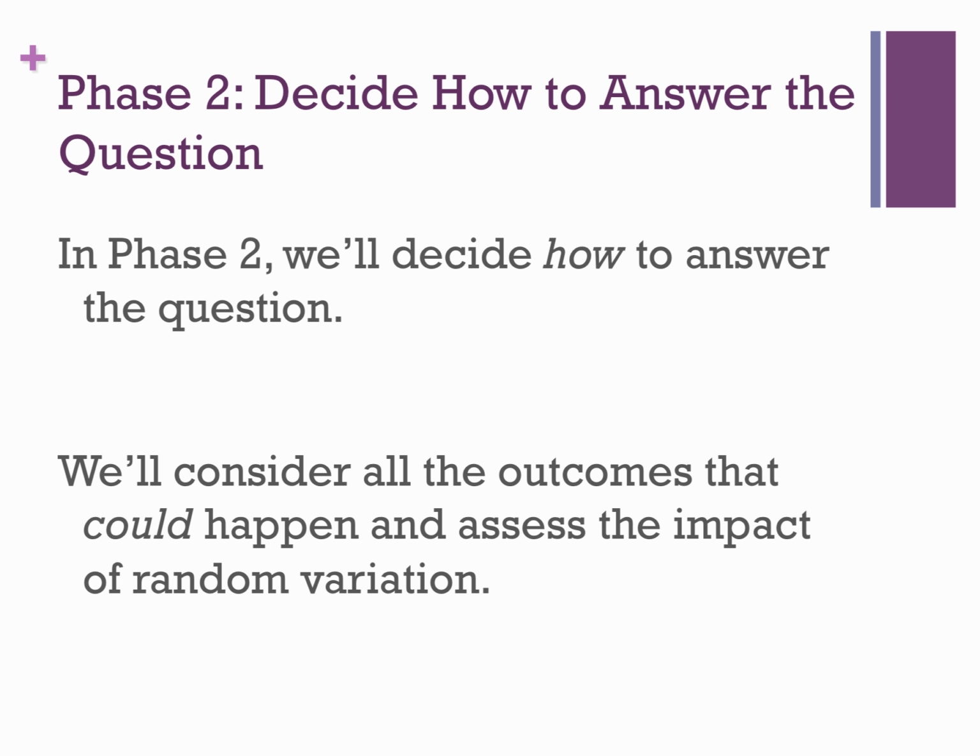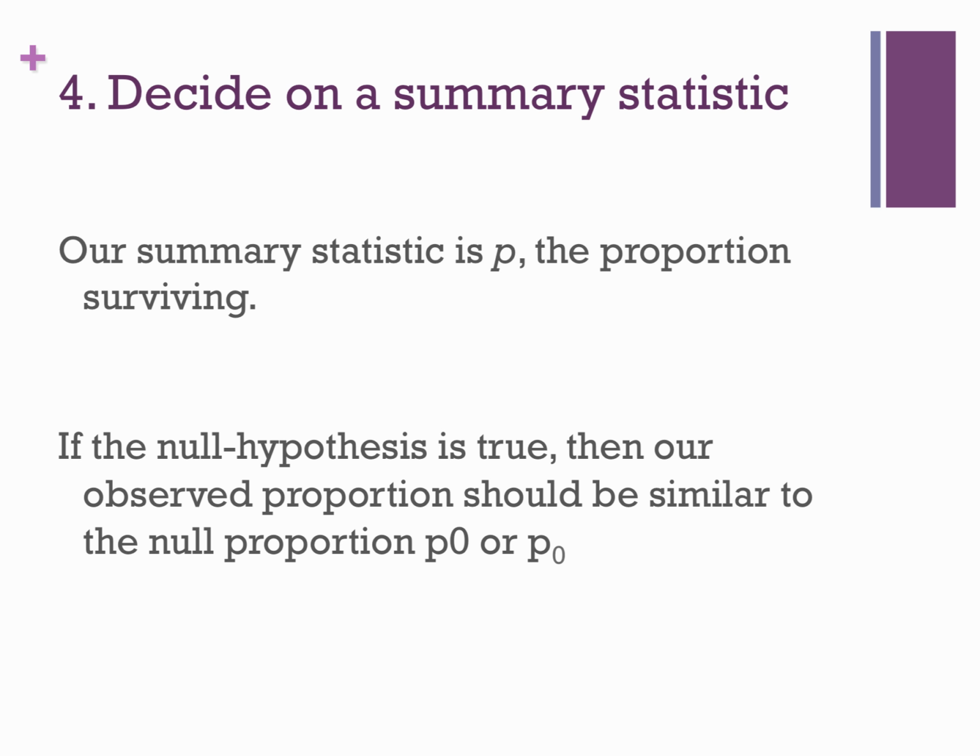Once we have evaluated and described the data, assessed our assumptions, and reviewed and stated the questions, we can move on to phase 2, deciding how to answer the question. We'll consider all the outcomes that could happen and assess the impact of standard deviation or random variation in this sample that we've collected. There are 3 steps to phase 2. We need to decide on a summary statistic.